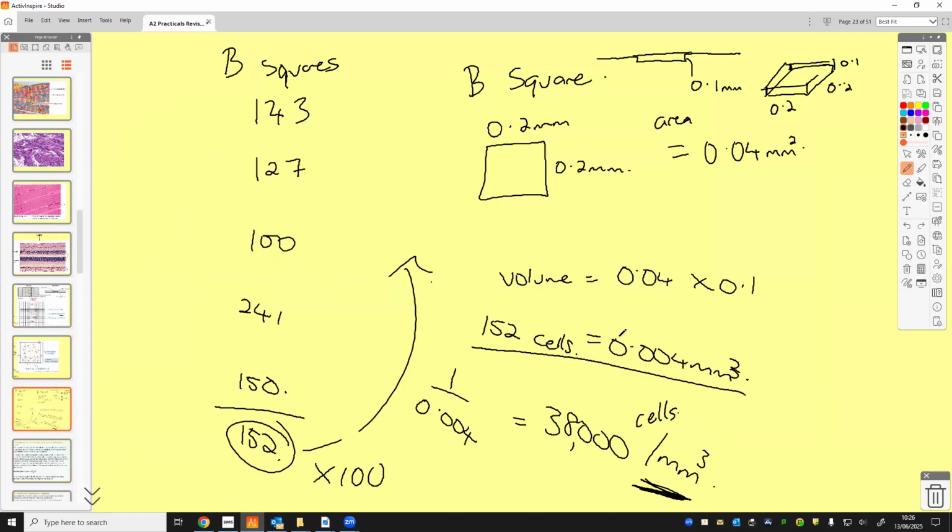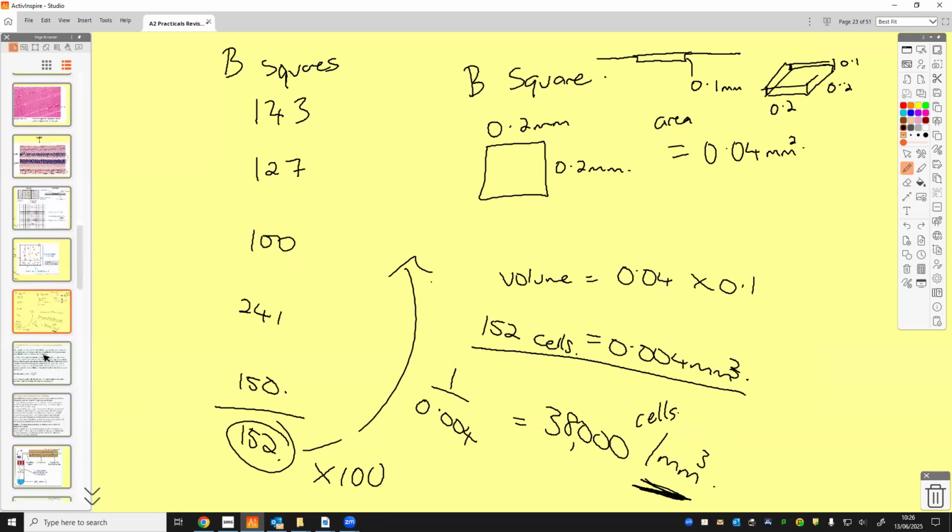Okay, so the calculations you can see there, if they give you a sample like this, so they've counted 5 squares, you take an average of those, and then you divide that by 0.004, or I think you multiply it by 250, something like that, would give you that amount of cells in 1 millimeter cubed. They tend to ask for the number of cells in 1 millimeter cubed.